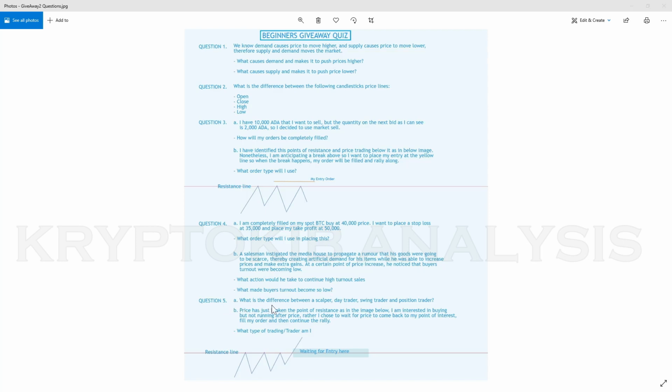Then the question 5A, what is the difference between a scalper, a day trader, swing trader, and position trader? We all know this. A scalper is somebody that trades on a very low time frame for a little profit. They make more trades in a very short period of time. They can take as many trades as possible in as much as it happens on a very low time frame, so they can be able to open many positions within a very short time period. So a scalper is somebody who trades to accumulate little profits on lower time frames.